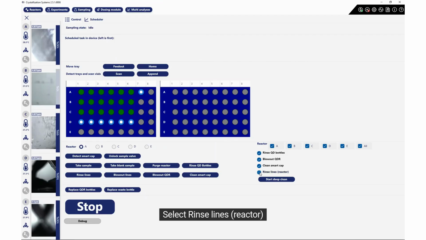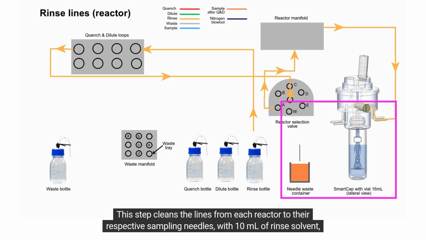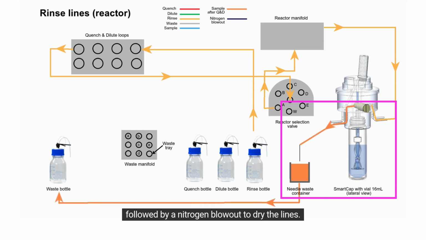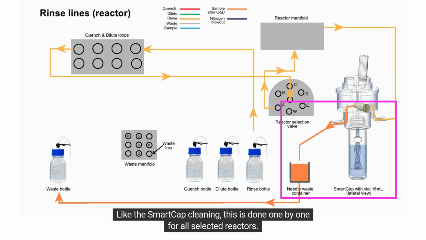Select Rinse Lines, Reactor. This step cleans the lines from each reactor to their respective sampling needles, with 10 ml of rinse solvent, followed by a nitrogen blowout to dry the lines. The used rinse solvent is collected in the waste bottle. Like the smart cap cleaning, this is done one by one for all selected reactors.